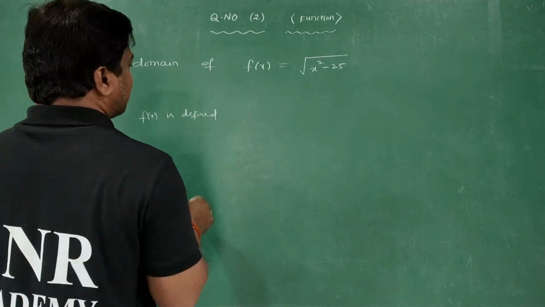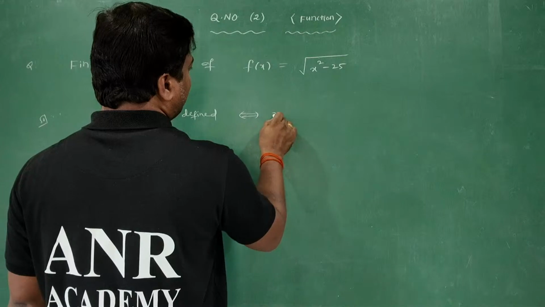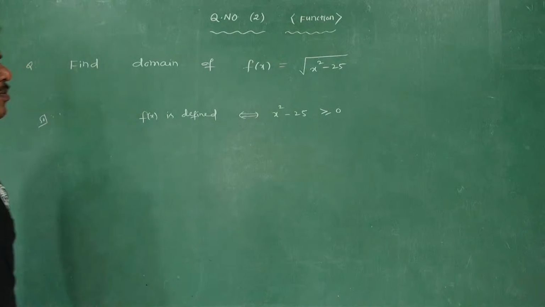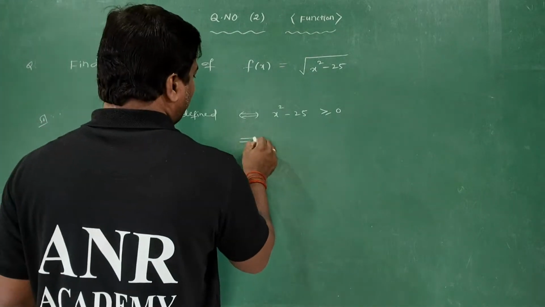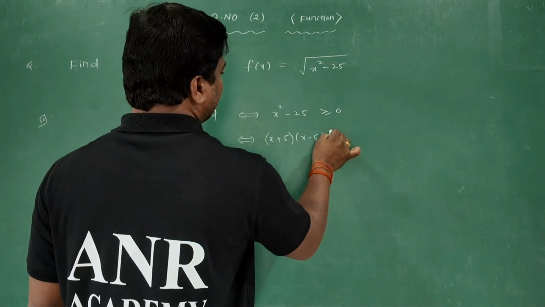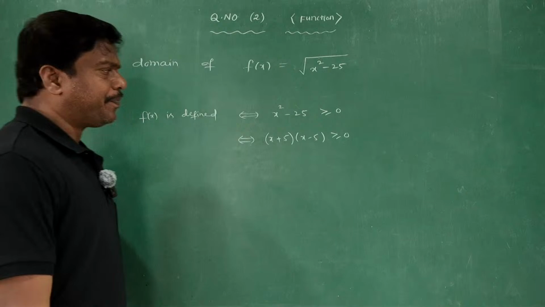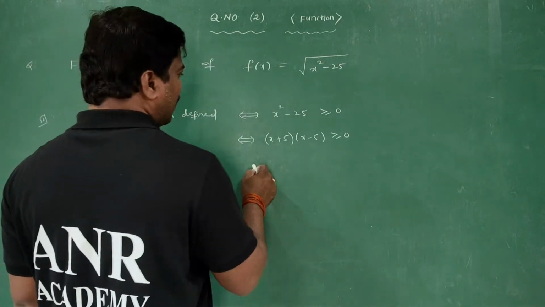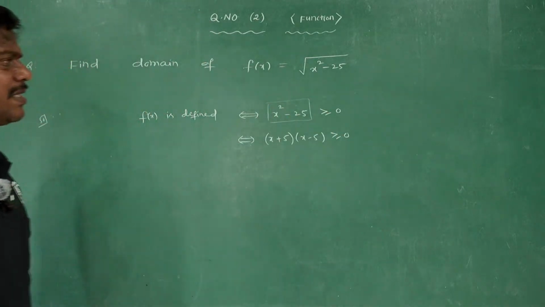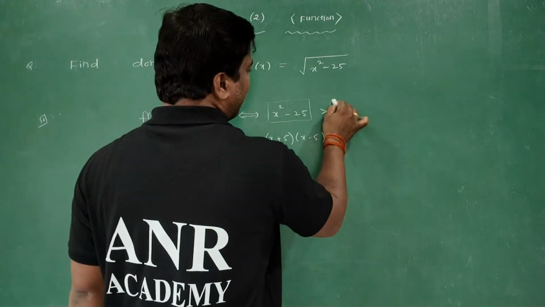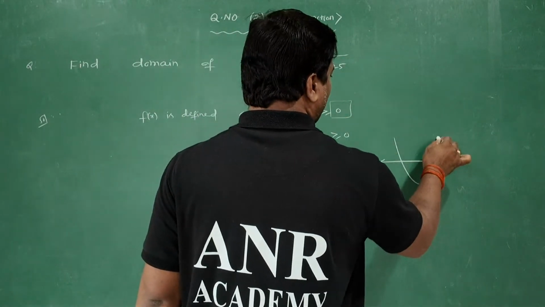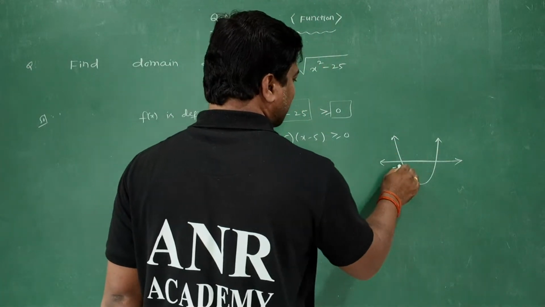Here the function f of x is defined if and only if x square minus 25 is greater than or equal to 0. I am going to factorize this: (x plus 5)(x minus 5) greater than or equal to 0. Now clearly, the second degree expression y equal to x square minus 25 indicates a parabola, and y equal to 0 indicates the x axis, with the parabola having roots minus 5 and plus 5.